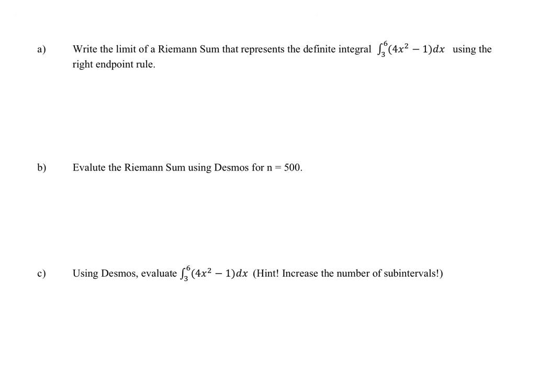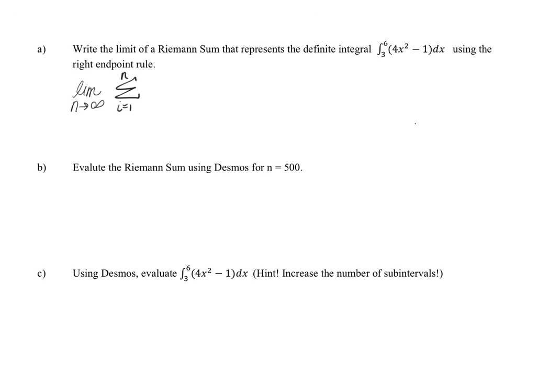Write the limit of a Riemann sum that represents the definite integral from 3 to 6 of 4x squared minus 1 dx using the right endpoint rule. So we know for a right endpoint rule that the limit of a Riemann sum will be the limit as the number of rectangles approaches infinity of the summation from i equals 1 to n. And then we're multiplying the base times the height of each rectangle.